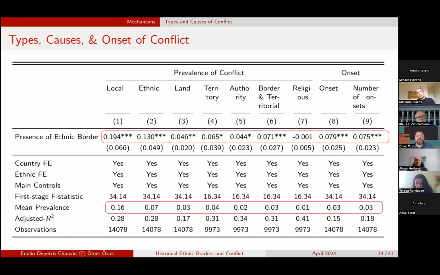Okay, so the first thing we suggested was that the types of conflict and the start of conflict should be close to borders. Here, I'm going to show you results that study how the presence of an ethnic border affects different types of conflict, comparing it with the prevalence of that type of conflict. These are the types of conflicts that we should expect historical ethnic borders to have an especially large effect on: local conflicts, which are a subset of non-civil ethnic conflicts, conflicts about land, territorial conflicts, and conflicts about authority, border, and territorial issues.